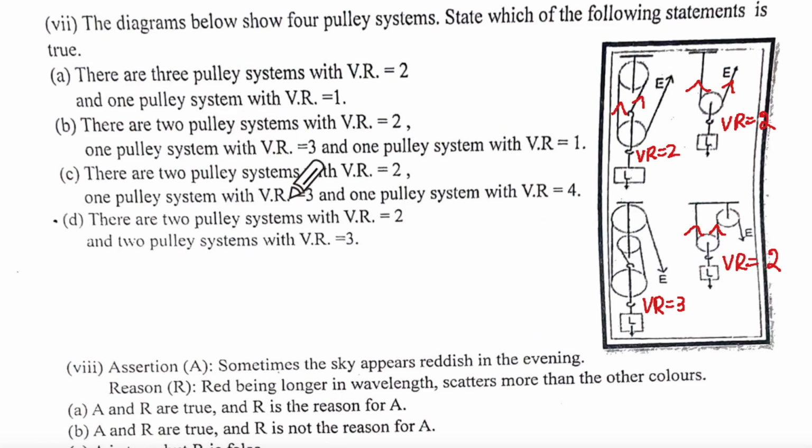Ma'am, there is no such option. 2 pulleys with VR 2 and 2 pulleys with VR 3. Sorry, mistake. Can you see this load is over 1, 2, 3, vertically upward direction? Sorry. This is VR equal to 3. Understanding, right? Load is supported over 3 tensions. Effort is 1T. So 2 of 3 and 2 of 2. Option D.